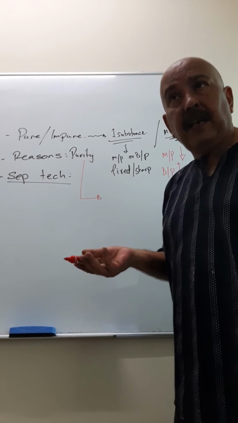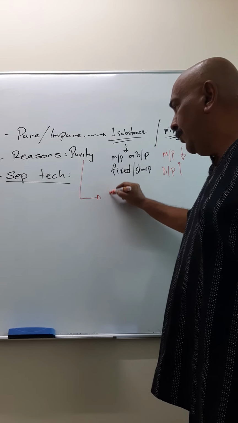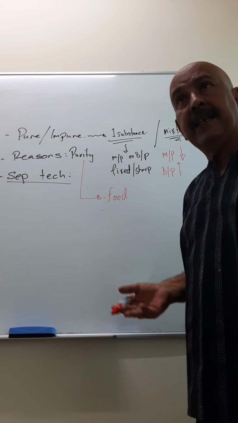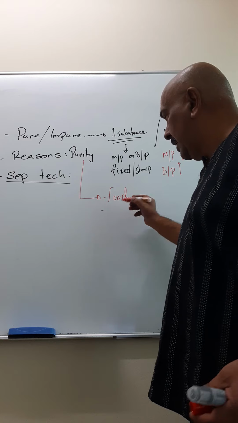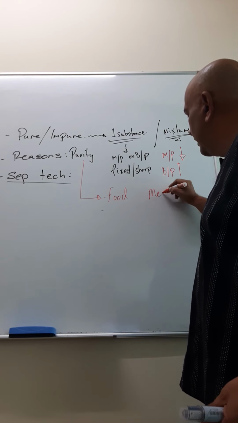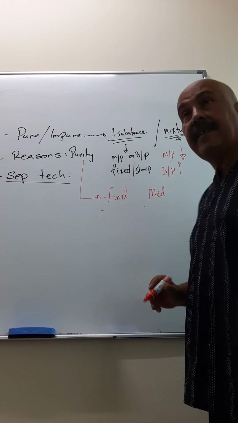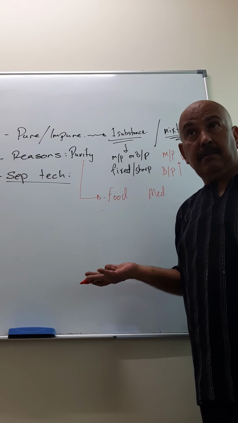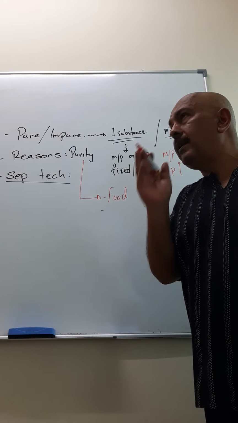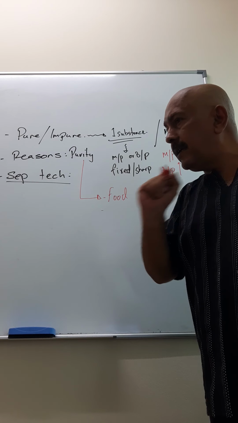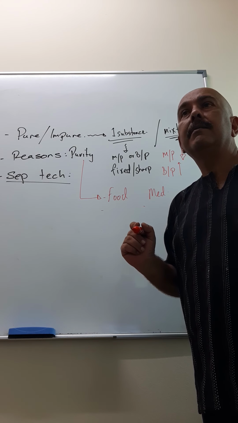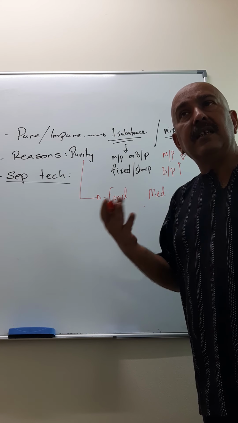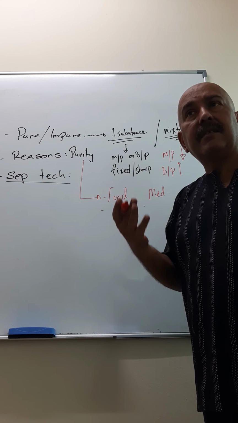The best examples are food. If there's some impurity in there, it can cause food poisoning, okay? And medicines. Because if your medicine has some impurity in there, that's a whole other issue. I need to know what you're going to write in the exam. If medicine is impure, it can cause allergy, illness, death, stuff like that.